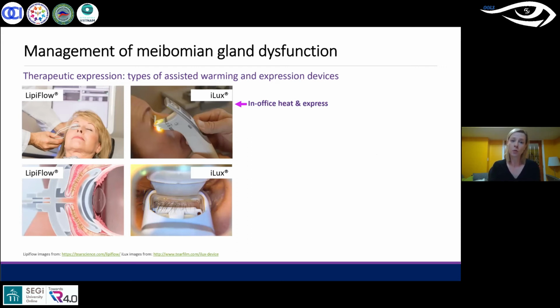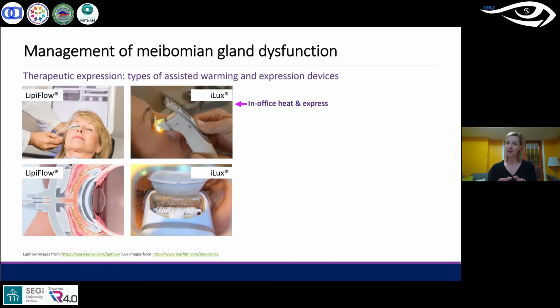So Lipiflow or iLux are both what we call thermal pulsation devices. So they're in office for use with the eye care practitioner using them on a patient. Lipiflow does both eyes at the same time. You sort of plug the patient in, and it takes about 12 minutes. It warms up the Meibom under that kind of actuator, as they call it, and then it starts to move and squeeze the Meibom out. So it's almost like a little spa visit for your eyes.